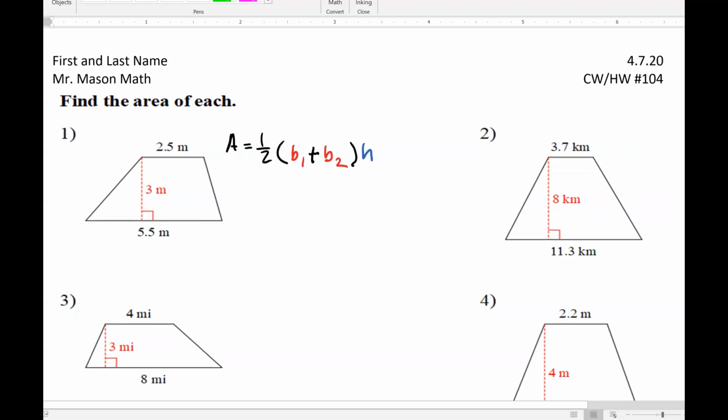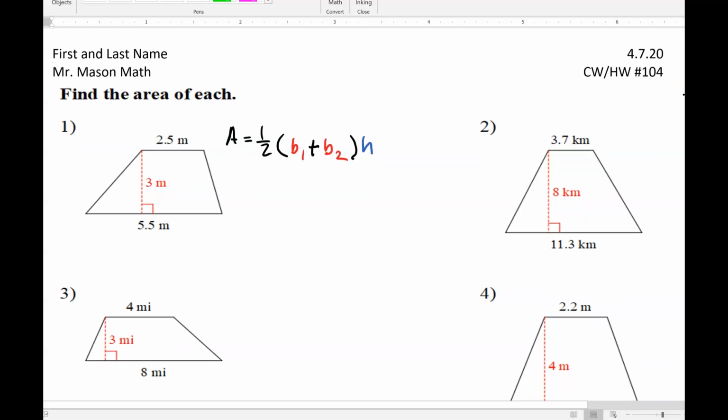So a recap, the area formula for a trapezoid is area is equal to 1/2 base 1 plus base 2 times height. Some of you did base 1 times base 2. Your bases are these guys right here. No big deal if they're decimals, right? So area is equal to 1/2 times 2.5 plus 5.5 times your height, which is your dotted line, 3.